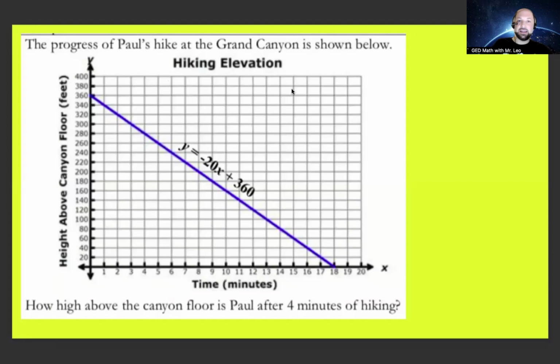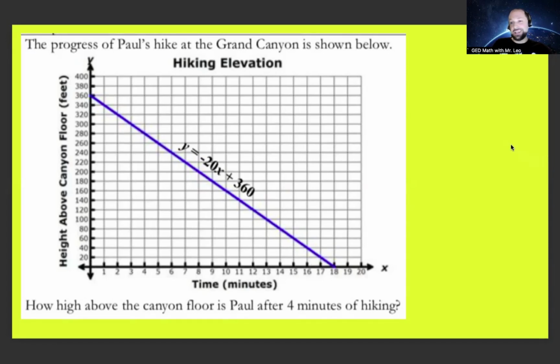This graph shows hiking elevation. I see a line, it's going down. Looks like this is height above the canyon floor, and this is time. So he's starting at 360 feet. What story does it tell? He starts 360 feet above the floor, and then he's hiking downward to reach 0. Looks like this is a height of 0 in 18 minutes.